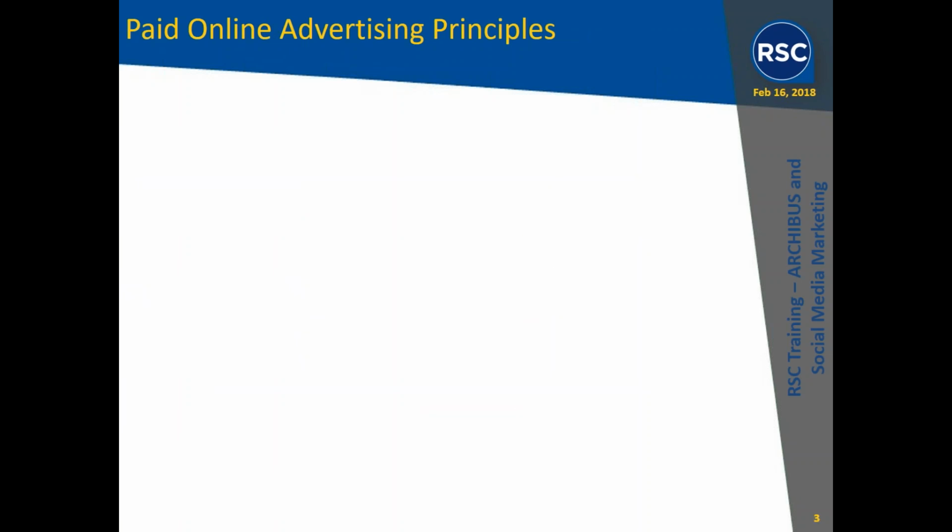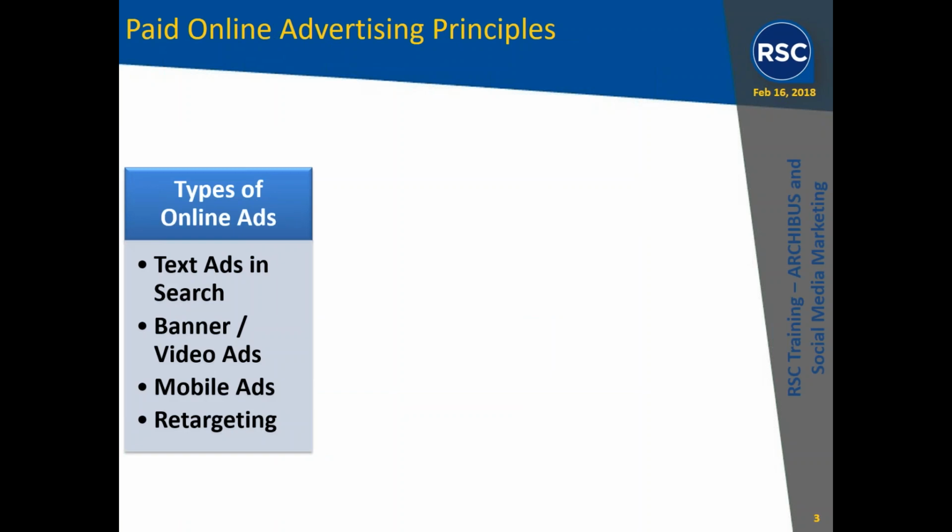Okay, we'll talk a little bit about paid online advertising principles. So now we're moving from free to paid. There's types of online ads you can buy. Probably the key type of ad that people generally buy is text ads in search. This is probably super familiar to you, but you can buy the top positions in the search results for particular keywords. Then there's banner and video ads on other people's sites, including big sites like LinkedIn and Facebook.